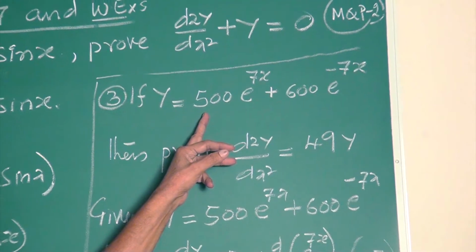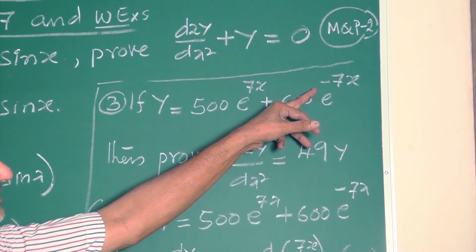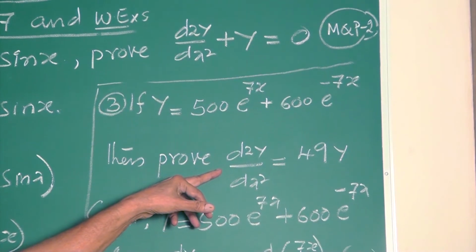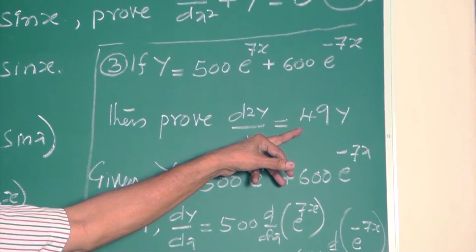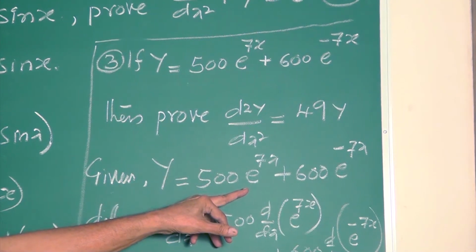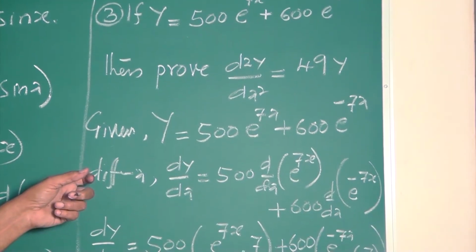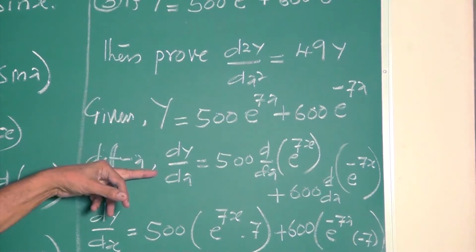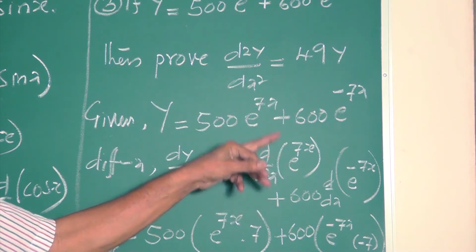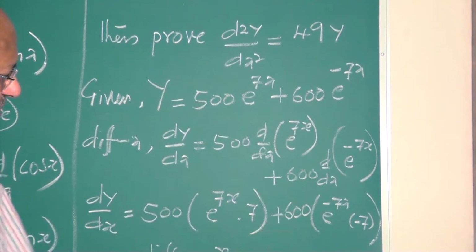If y equal to 500 into e to the power 7x plus 600 into e to the power minus 7x, then prove d2y by dx2 equal to 49y. Given 500 into e to the power 7x plus 600 into e to the power minus 7x. Differentiate with respect to x. dy by dx: 500 into derivative of e to the power 7x plus 600 into derivative of e to the power minus 7x with respect to x.